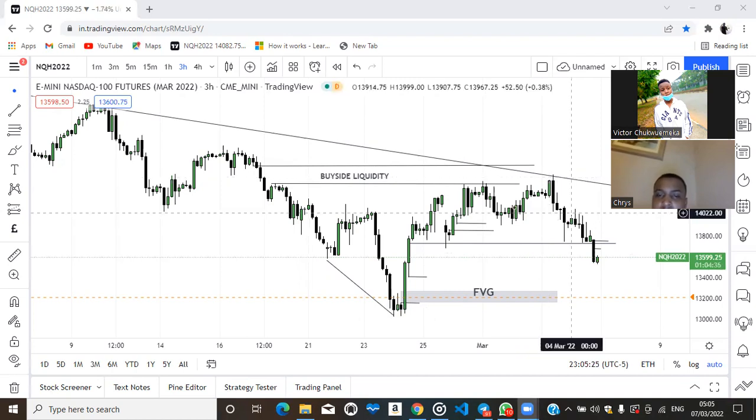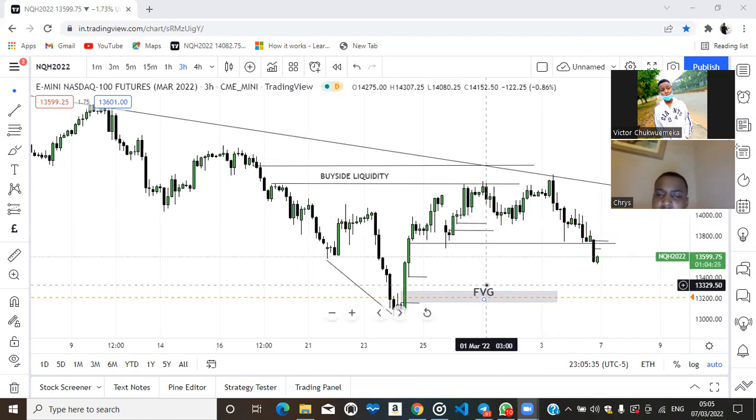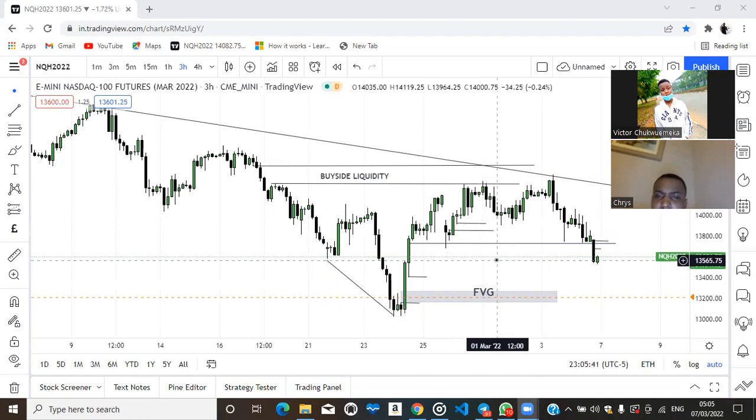So what I'm looking for is price to retrace. ICT says for an order block to be valid, or for a higher probability order block, you need an imbalance. Say that again? If you watch ICT, bro, he said for an order block to be valid, you need to have an imbalance close to the order block. This is an imbalance. This is a fair value gap, bro.